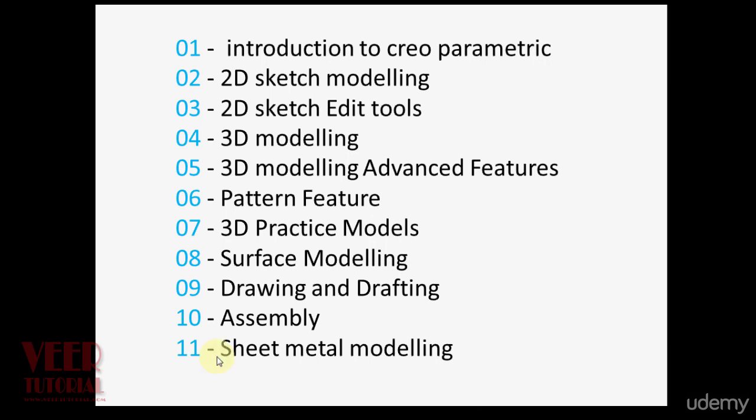In chapter 8 we have a very important chapter, that of surface modeling. Surface modeling is used to create complex geometry. So we have different commands of surface modeling like merging, intersecting, extend like this. Then in the end we have created a model using surface modeling.